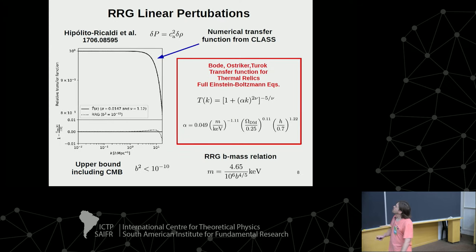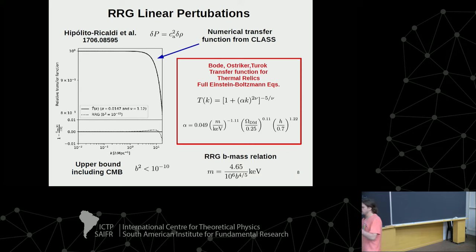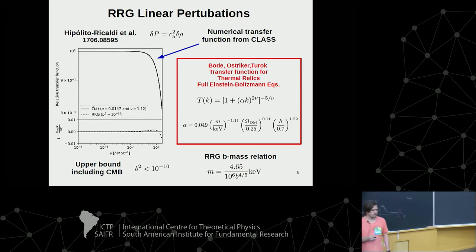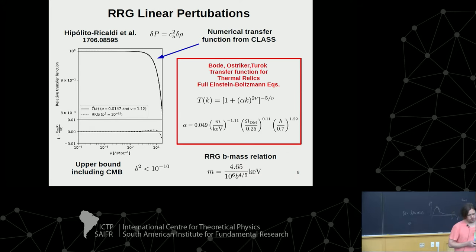All right. Later, some people studied the perturbations again. Now they use this prescription for pressure perturbation with the adiabatic sound speed, so it's P dot over rho dot. They have this fluid, they included it in CLASS and got the transfer function of it, which is here. There are two transfer functions here. The other one is this. They are essentially the same.